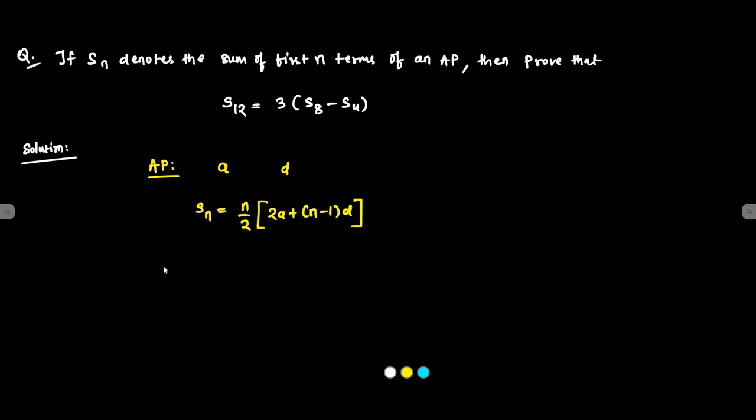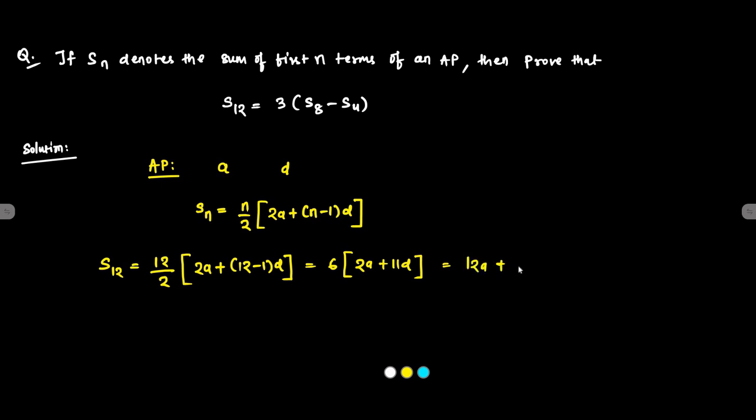Okay, here S12 will be equal to 12 by 2 into 2a plus 12 minus 1 into d, which is equal to 6 into 2a plus 11d, which is equal to 12a plus 66d. That is equal to S12. This is the first relationship. Okay, S12 is equal to this much.